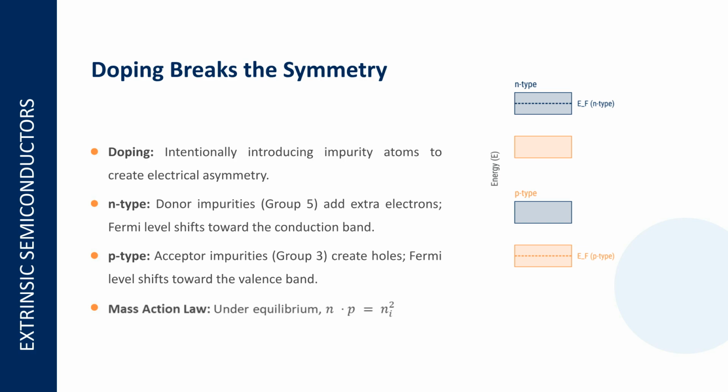When we dope a material, we drastically shift its thermodynamic equilibrium. According to the mass action law, under thermal equilibrium, the concentration of electrons multiplied by the concentration of holes always equals the square of the intrinsic carrier concentration. This means if we drastically increase the electrons through n-type doping, the number of holes must proportionately collapse. Visually, on our energy band diagram, doping shifts the Fermi level. In an n-type material, the Fermi level moves up, resting just below the conduction band. In a p-type material, the Fermi level moves down, resting just above the valence band.